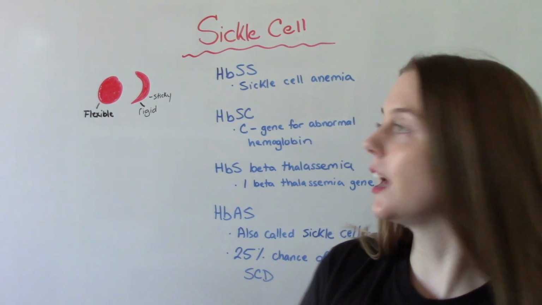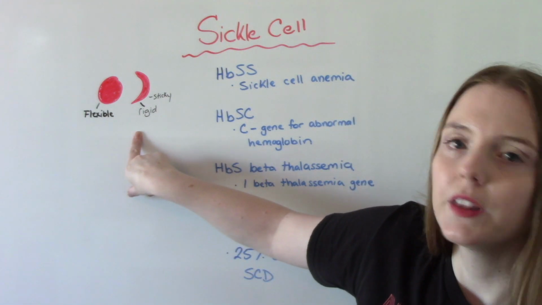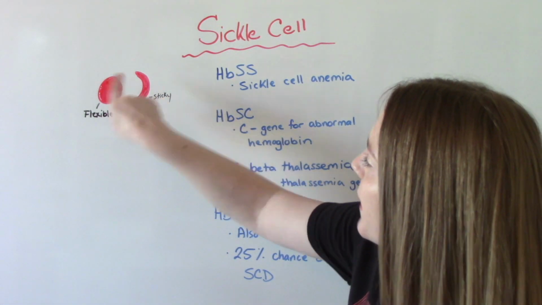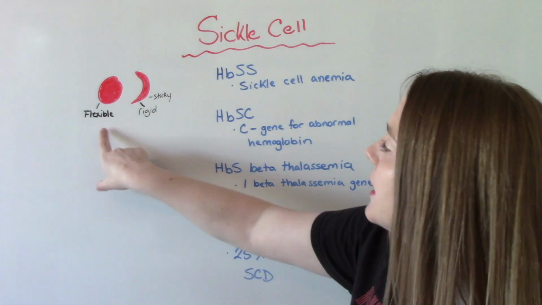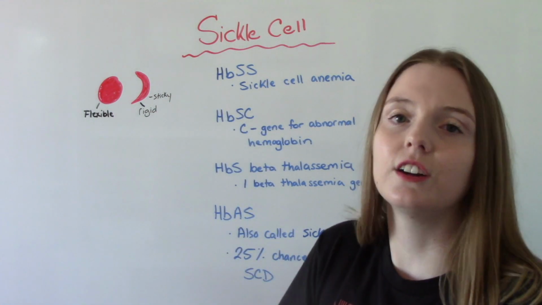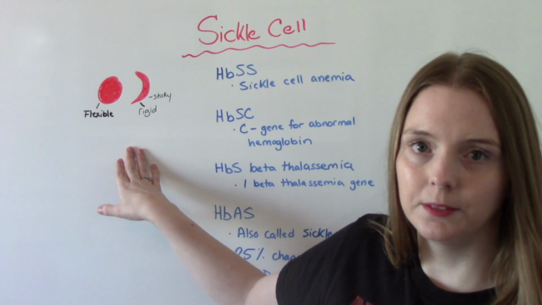A sickle cell doesn't look like that. It looks more like this, like a crescent moon. So as you can imagine, it has a lot less oxygen carrying capacity than a regular red blood cell. It's also a lot less flexible. They're more rigid and they tend to stick together as they move through the blood vessels. So that can be very dangerous.